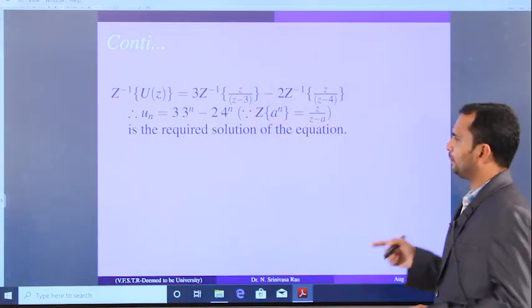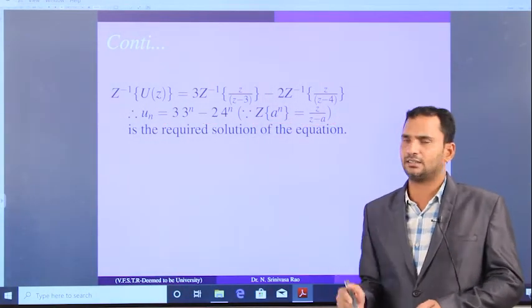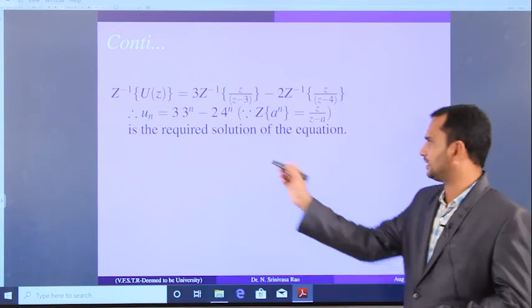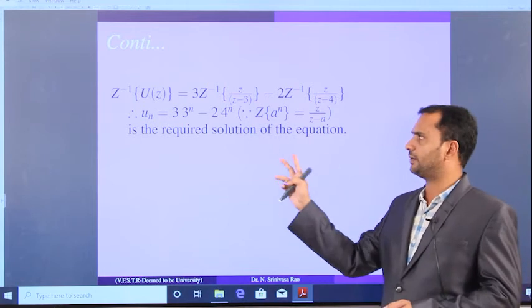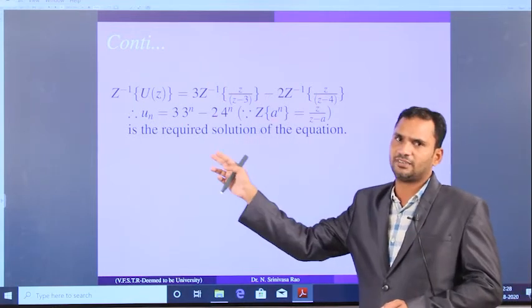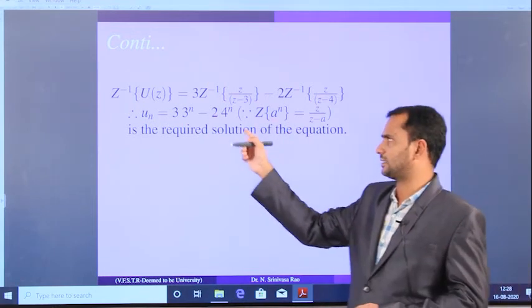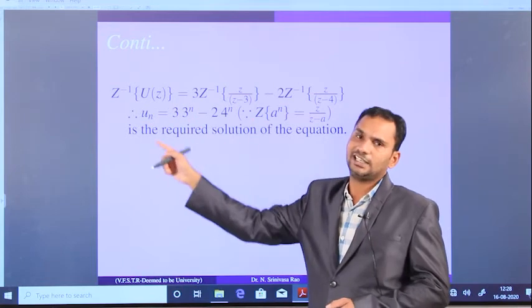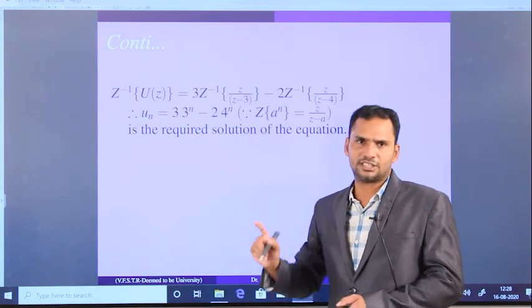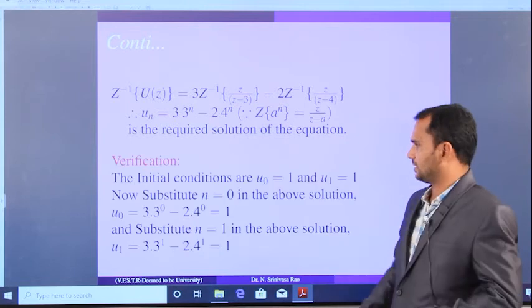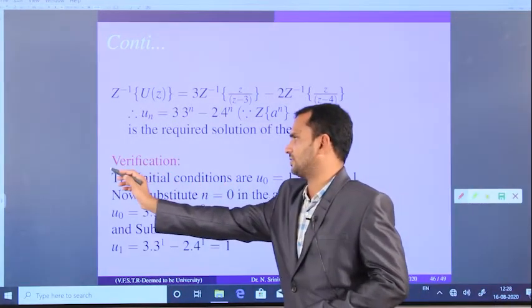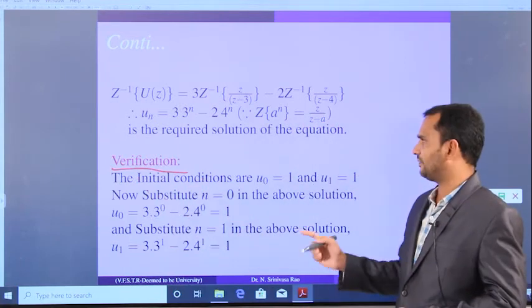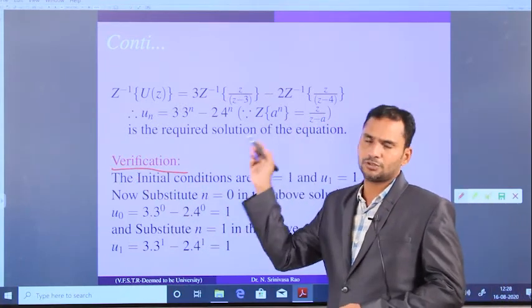Now here is a very important point. How can you know whether this solution is correct or not? This is a very important concept. We are checking whether we got the correct solution or not. How can we check? For that we will do this. This is the verification part. Why we have to verify is to know whether we got the correct solution or not.